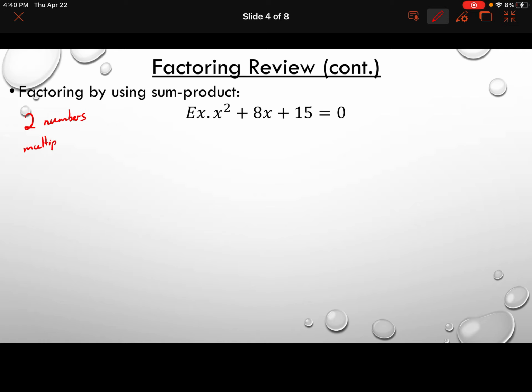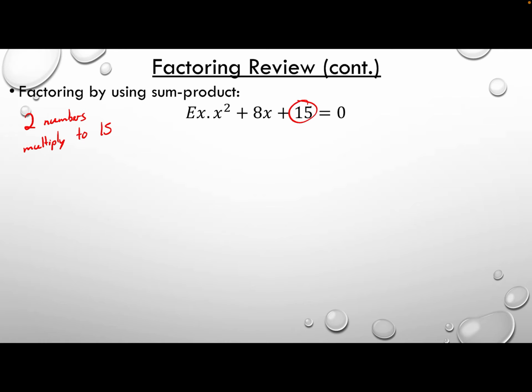Two numbers that multiply to 15 but add to 8. In other words, you're looking for two numbers that multiply to give you the last term, or the constant term, so 15, but add up to give you the middle coefficient, so 8 in this case. Okay, so two numbers that multiply to 15 and add up to 8.